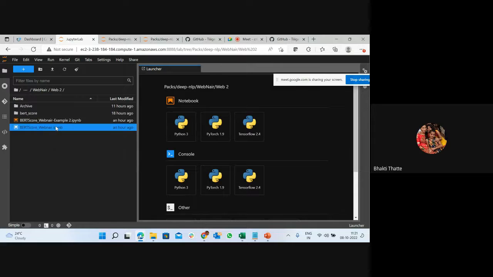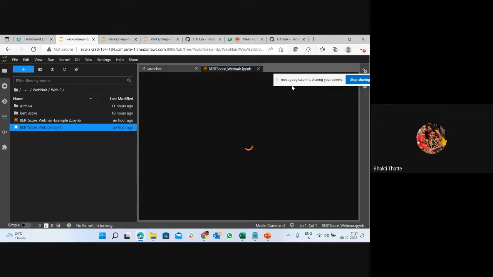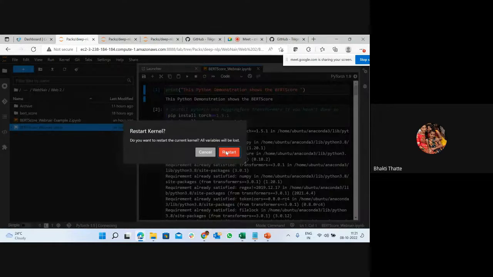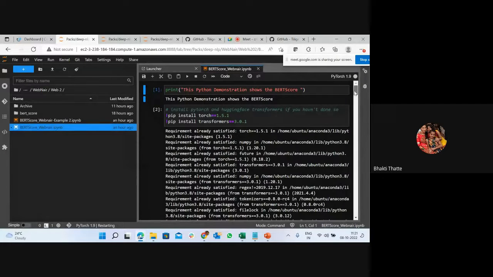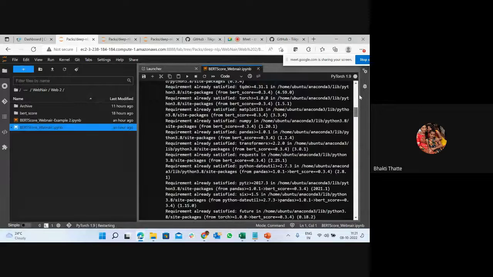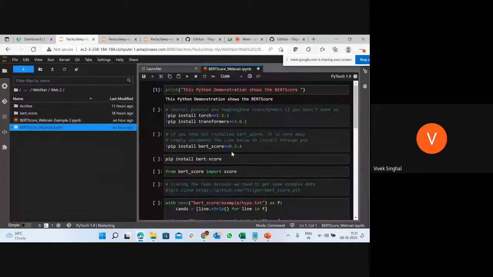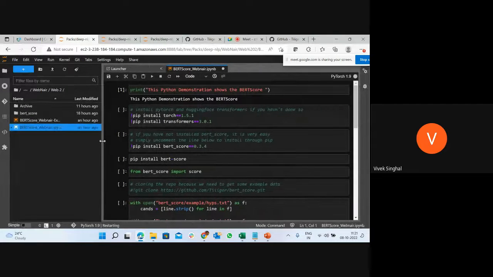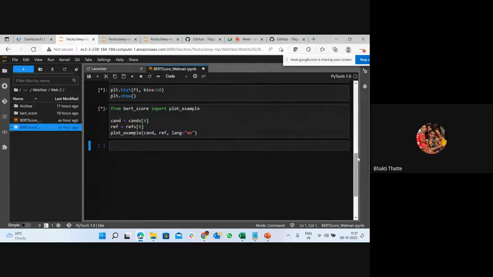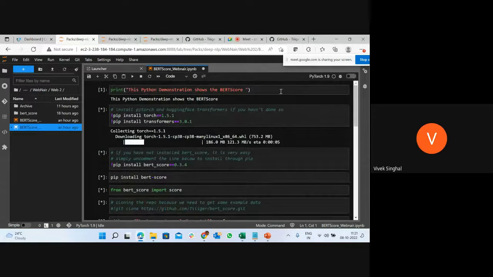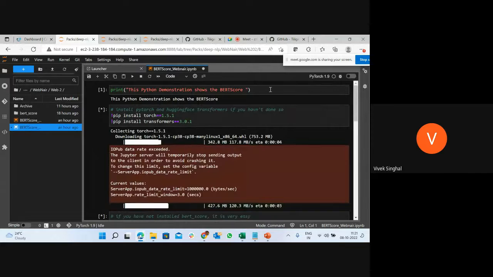So I'll open this code and let's go one by one. You can increase the font or the screen size slightly. Okay, now is it visible? Yes, it is visible. Okay.